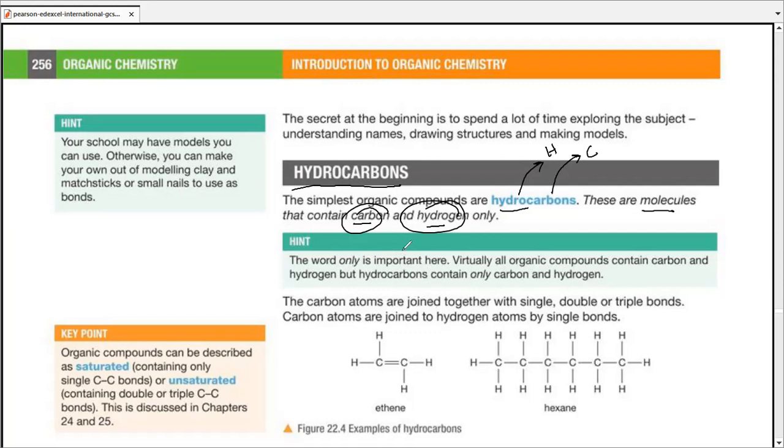Now, the word only is important over here. Virtually all organic compounds contain carbon and hydrogen, but hydrocarbons contain only carbon and hydrogen.